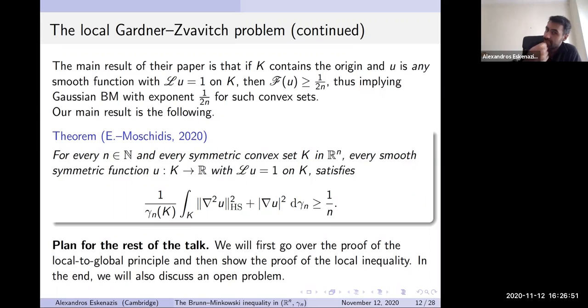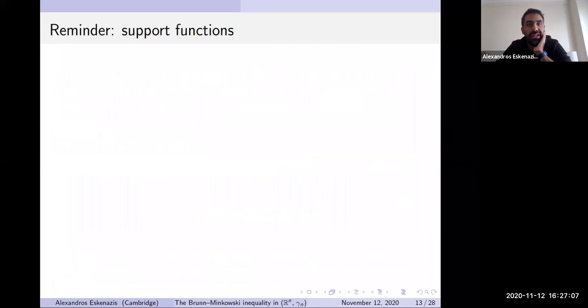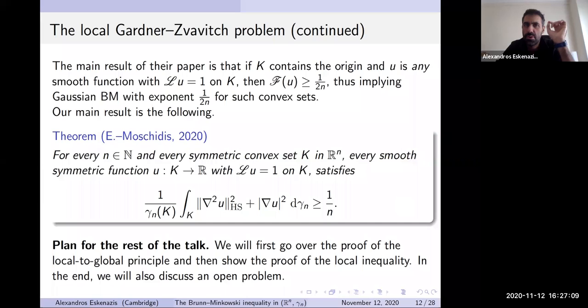And the plan for the rest of the talk is that I'm going to first show you the proof of the local to global principle, so explain why the functional inequality implies the geometric inequality, and then show you the proof of the local inequality. And towards the end, if there's time, I'm going to discuss an open problem. So I'm going to need to remind you, is there any question about the statement?